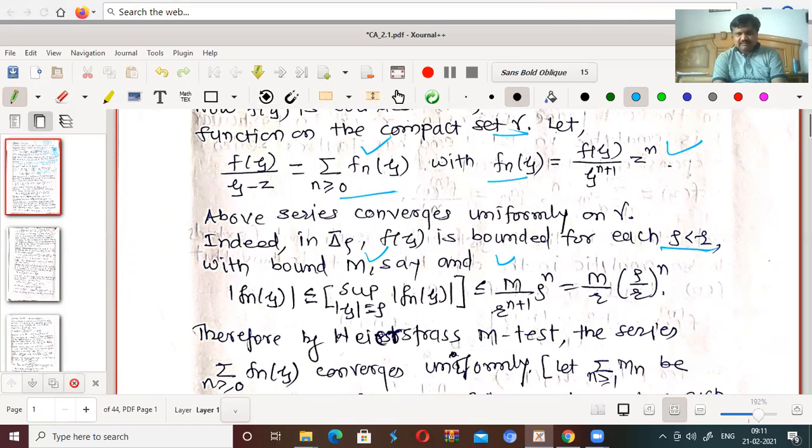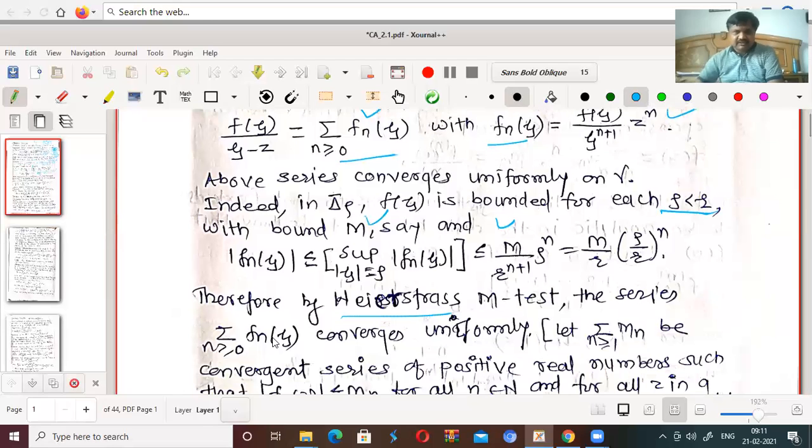Therefore, by the Weierstrass M-test, the series for all n ≥ 0, fₙ(ξ), converges uniformly, because ρ/r is less than 1. ρ/r is less than 1 because ρ is inside that r.